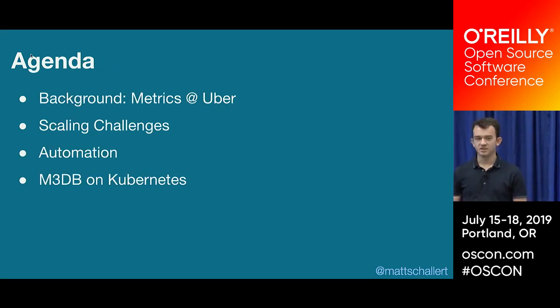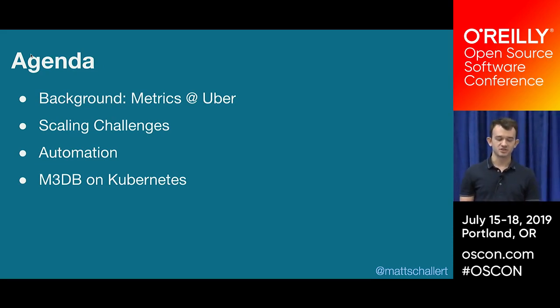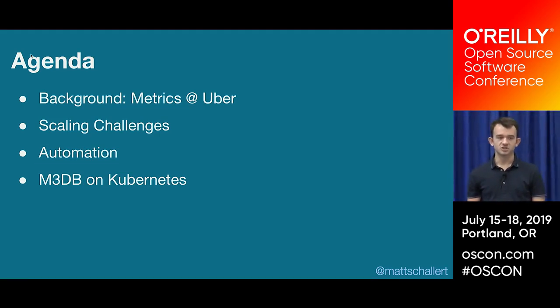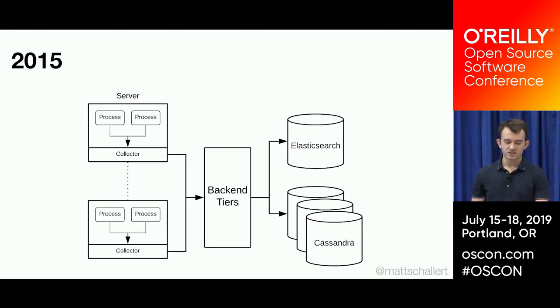Some of what we're going to cover today, just to start off, give you the background and context of the history of the metric system at Uber, talk about some of the scaling challenges that we ran into with it, how we went about solving those challenges using automation, and specifically how we automated some of our workloads using Kubernetes. So a little bit of history about the metric stack at Uber.